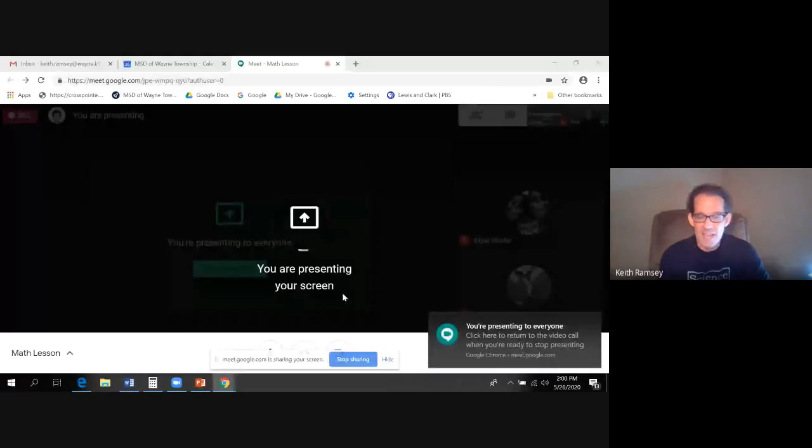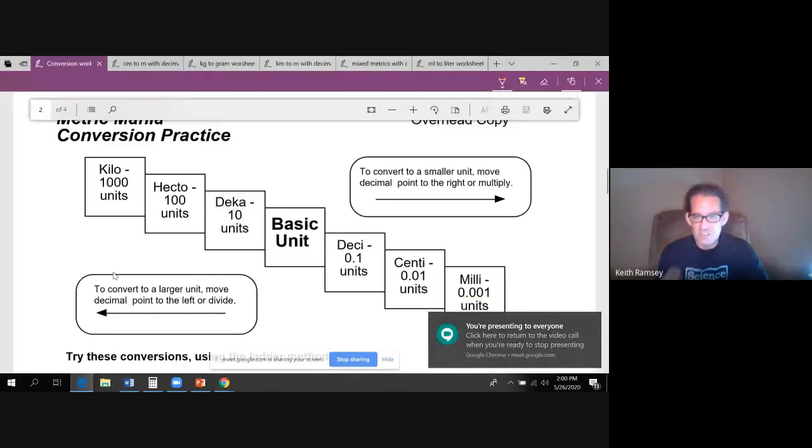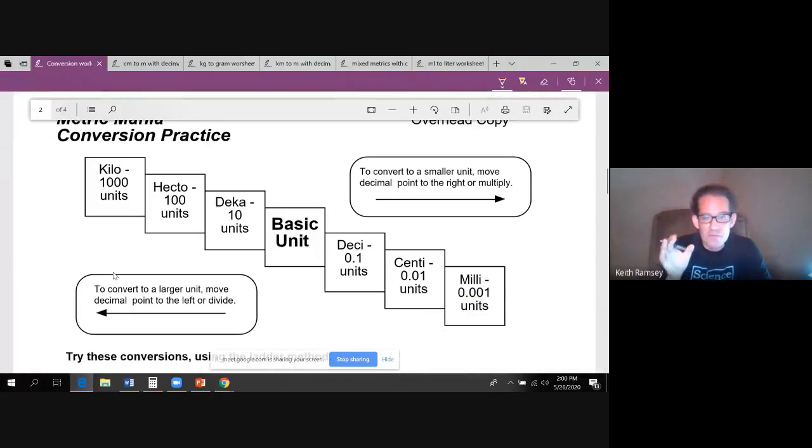Today's meeting is to review the metric system. If you remember, the metric system has three primary units of measurement. You have, of course, the gram, and the gram is used to measure mass. You have the liter, which is used to measure liquid, and you have the meter, which is used to measure length. So this conversion chart is something that I definitely want you to become familiar with.